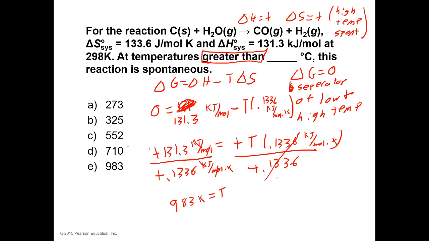So what's important is in this problem, you could just circle this and say it's 983, but for a problem that might be written a little differently, if you had both greater than and less than, it's important to remember that T is greater than 983 for spontaneity, and that's in Kelvin.